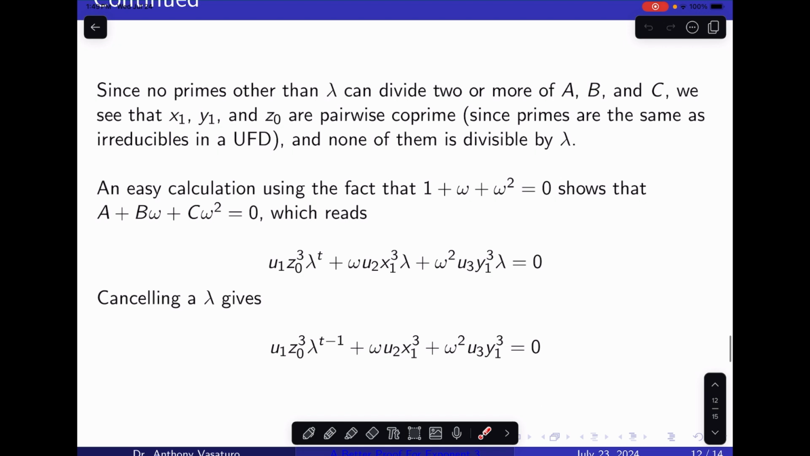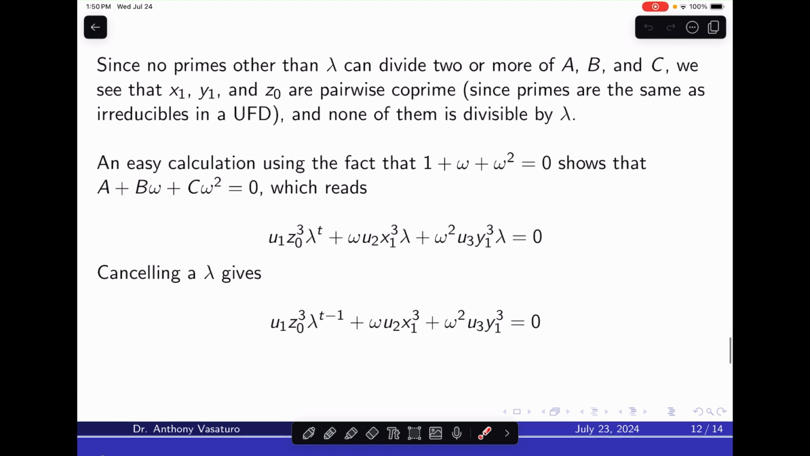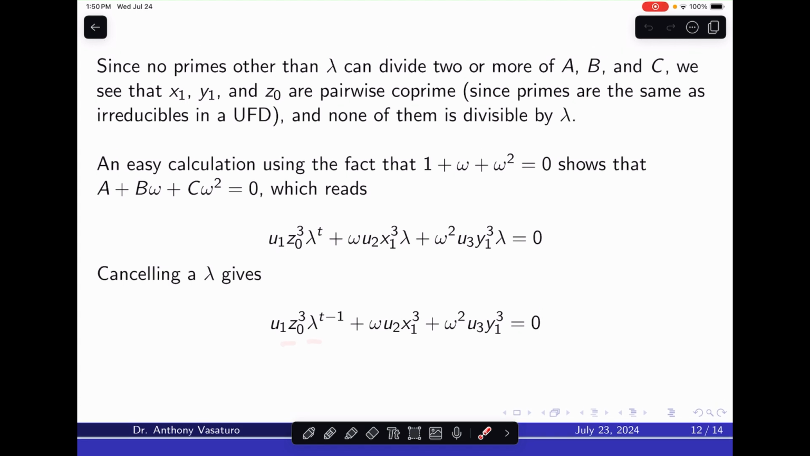Now, an easy calculation using the fact that 1 plus omega plus omega squared is 0 shows that a plus b omega plus c omega squared equals 0. You just have to write it down. If you plug in what a, b, and c are, it reads: u1 z naught cubed lambda to the t plus omega u2 x1 cubed lambda plus omega squared u3 y1 cubed lambda equals 0. Because t is at least 2, you can cancel a lambda from all three terms. That now reads u1 z naught cubed lambda to the t minus 1 plus omega u2 x1 cubed plus omega squared u3 y1 cubed equals 0.